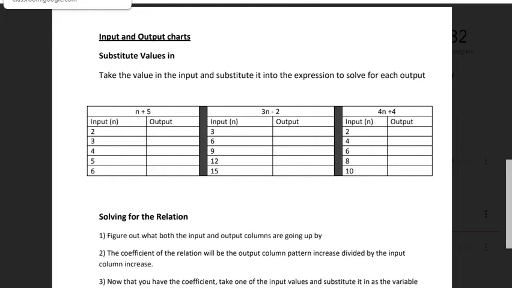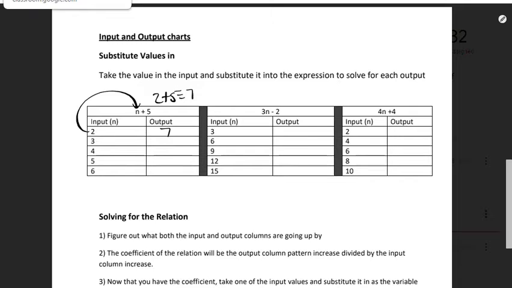All right, let's take a look at input and output charts. The first one is just filling them in. It's pretty straightforward. What we're looking at is to substitute these values, the input, into the rule that's up there. In this case, they say 2, so that's going to be the n. So really they're saying 2 plus 5, well, that equals 7.